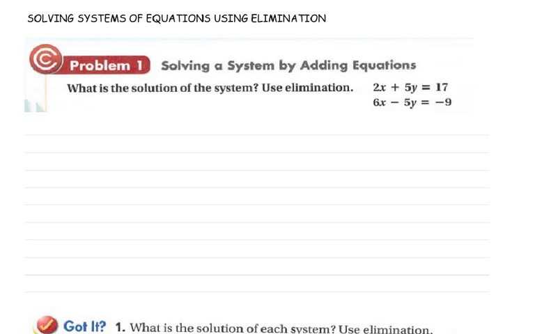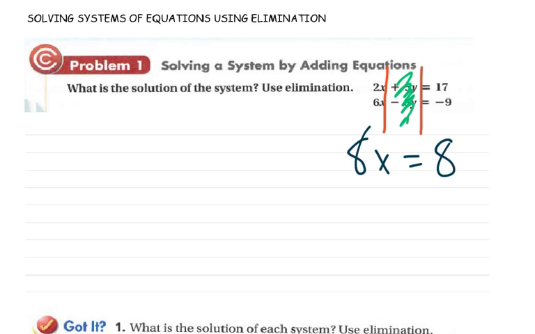So, we're going to do problem 1, and this is already set up for elimination, and you can tell because if I draw my lines, notice that the y's will cancel, because positive 5y and negative 5y will become 0y, and 0y is nothing. So they're going to go away. And then we're going to get 8x equals 17 minus 9 is 8. So we're going to get 8x equals 8.